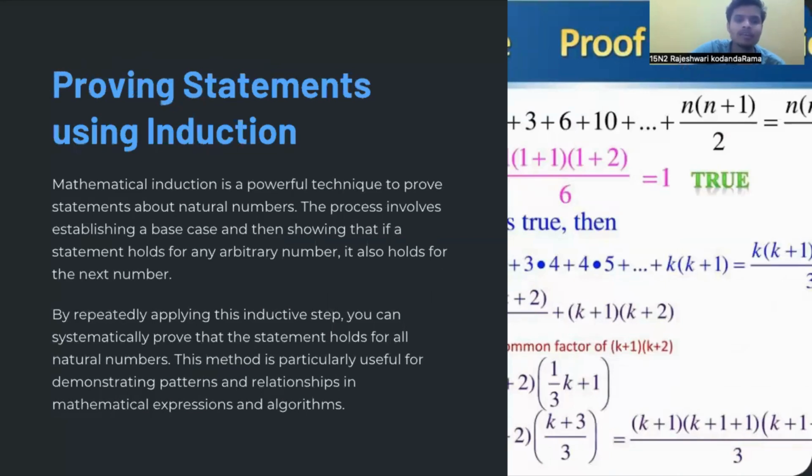Proving statements using induction. Mathematical induction is a powerful technique to prove statements about natural numbers. The process involves establishing a base case and then showing that if a statement holds for any arbitrary number, it also holds for the next number. By repeatedly applying these induction steps, you can systematically prove that the statement holds for all natural numbers. This method is particularly useful for demonstrating patterns and relationships in mathematical expressions and algorithms.